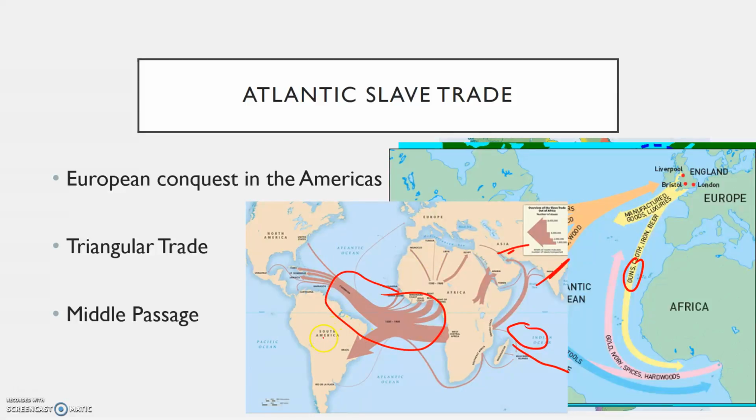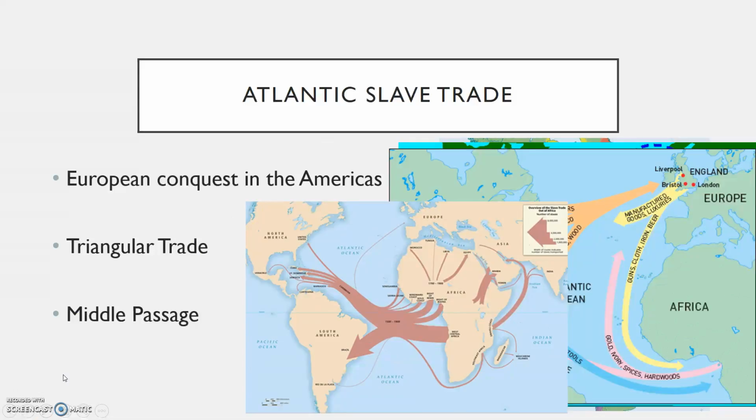This was mostly due to the intensely harsh conditions that African slaves labored under on sugar plantations, especially in Brazil, along the eastern coast of South America. They had a very, very short life expectancy. They were literally worked to death. So they were constantly in need of replenishing new slaves. In any event, let me erase this.